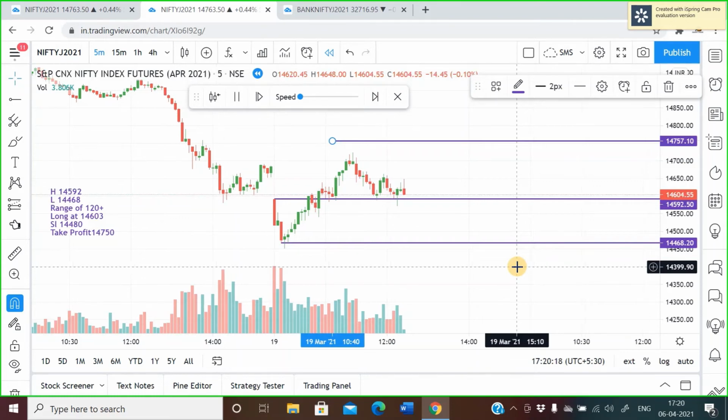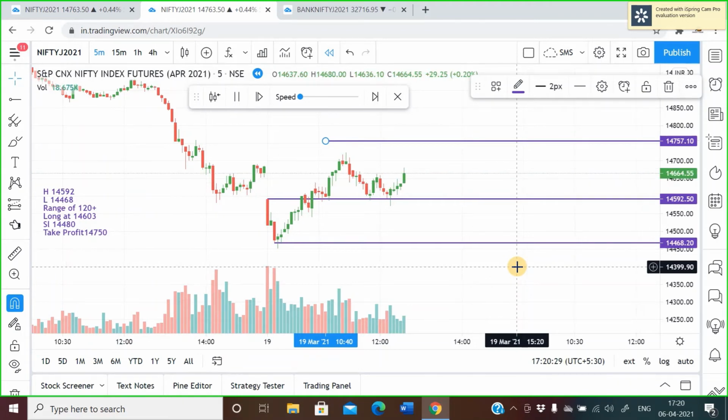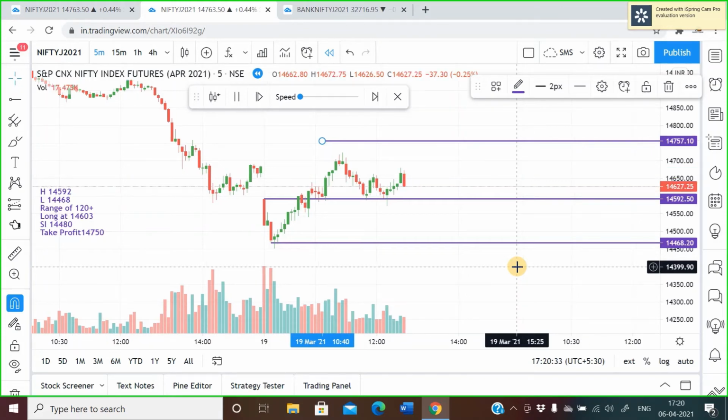So still hovering around, nowhere close to our stop loss. At the same time, if you can see, there are a lot of lower side wicks getting formed, which means price is taking support around the highs of the first 15 minutes. Let's see how it performs.